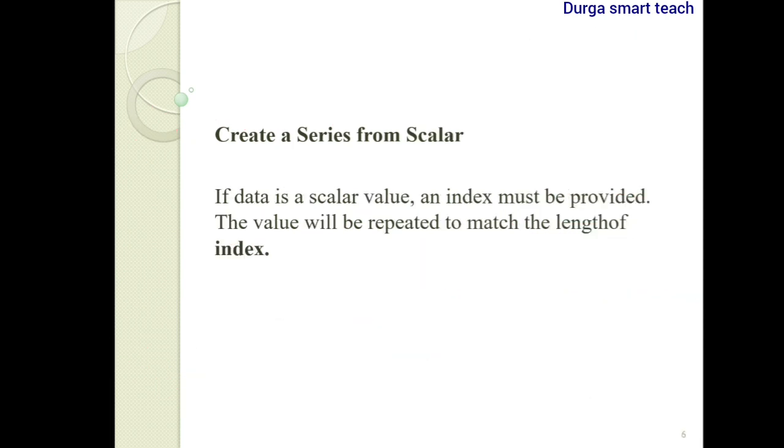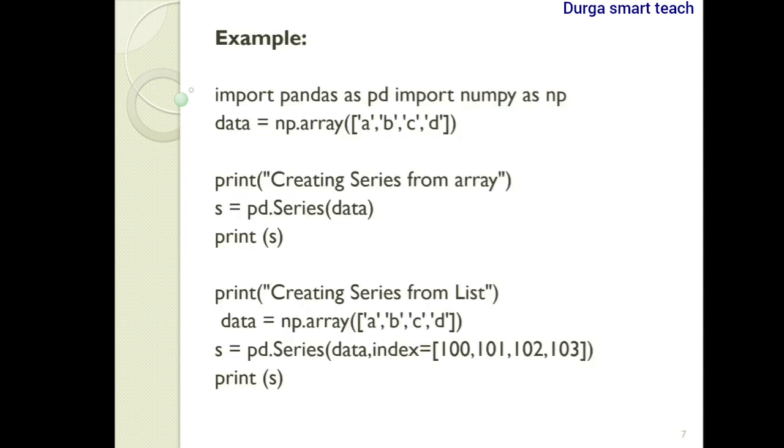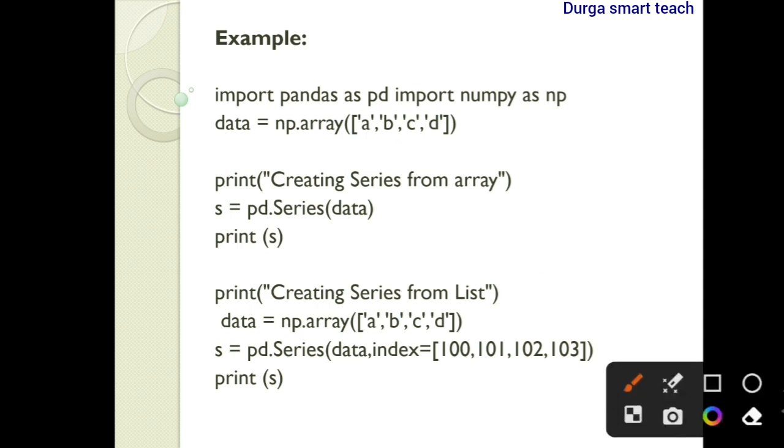Okay, next, create a series from scalars. If you want to repeat one element a number of times, then you can use a scalar. Next, see the example. First you need to import pandas as pd, and next I am importing numpy as np. So numpy as np must come in the next line. After that, data is equals to np dot array of abcd. So I am creating one array. If you want to create an array, then you need to use the numpy module.